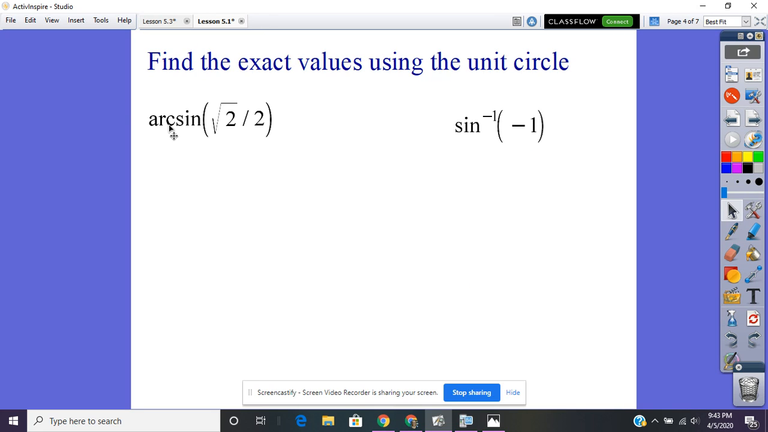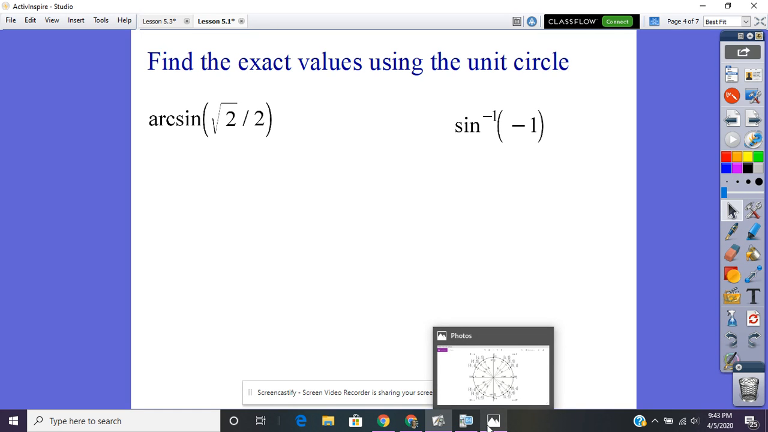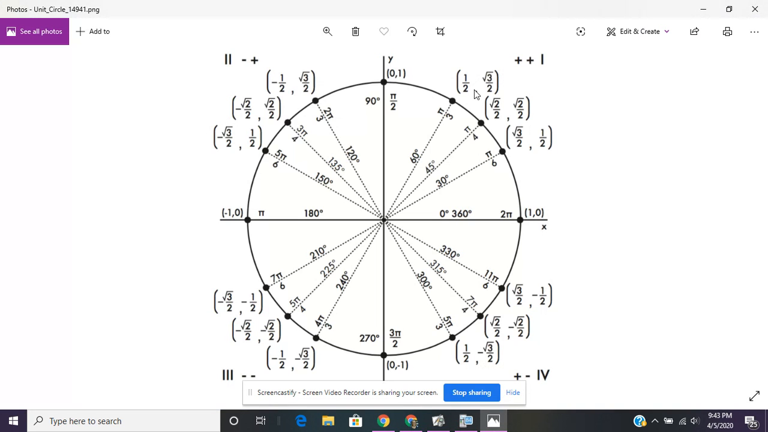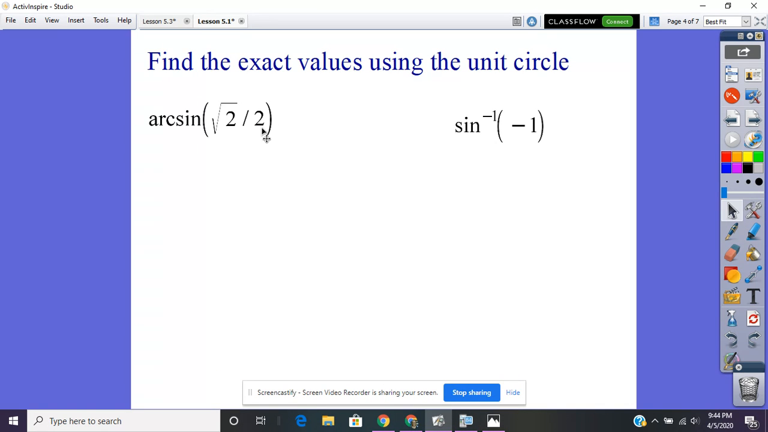Our first example here, arcsine of square root 2 over 2. Once again, for sine inverse, so that's these two right here, we are looking within quadrants 1 and 4. So in quadrants 1 and 4, where is sine the positive root 2 over 2? It's at this angle right here. So it's either 45 degrees or pi over 4. Now, if you will notice, it doesn't actually say, so it really doesn't matter to me which way you go about writing this. You could write it as 45 degrees, or you could write it as pi over 4.